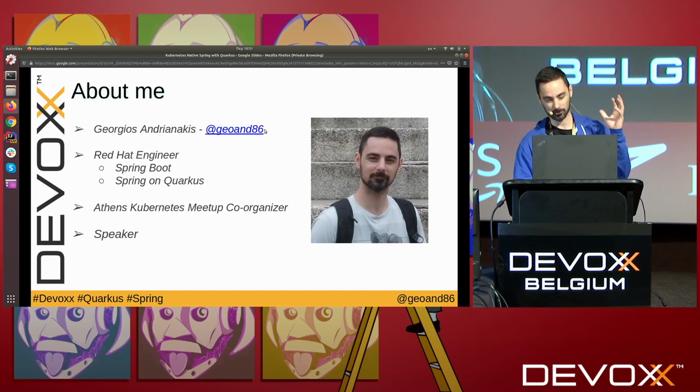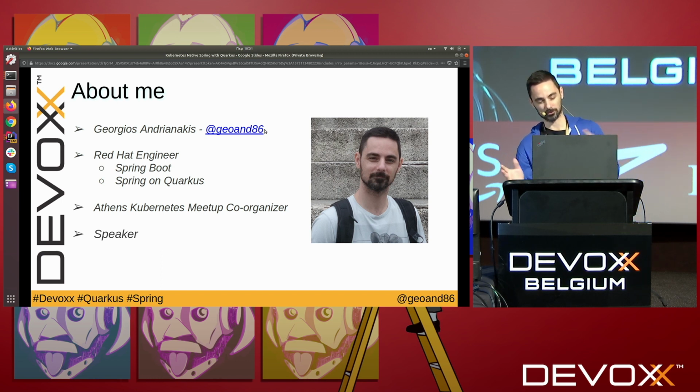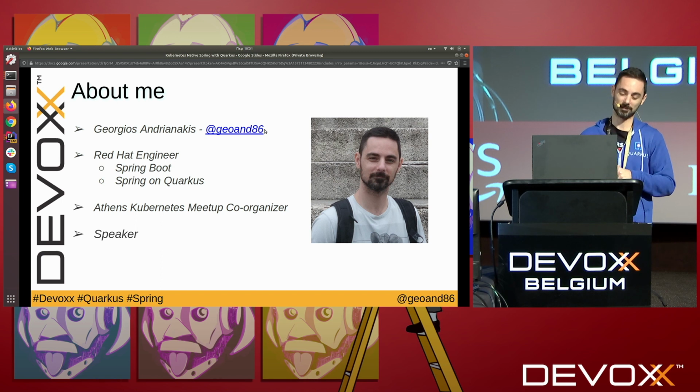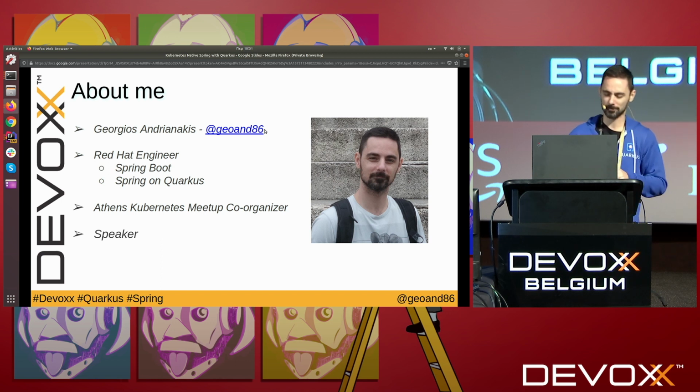So let's get started. Let's get the boring stuff out of the way. I'm an engineer at Red Hat. I work on the Spring Boot team, where we do various things around the Spring ecosystem and some stuff about the developer experience on Kubernetes. Lately I've been doing a lot of work on Quarkus, specifically bringing Spring APIs to Quarkus. I'm also a co-organizer at the Athens Kubernetes meetup, Athens, Greece, that is. And I'm also a speaker. I've spoken at various conferences and meetups on Java topics and Kubernetes-related topics.